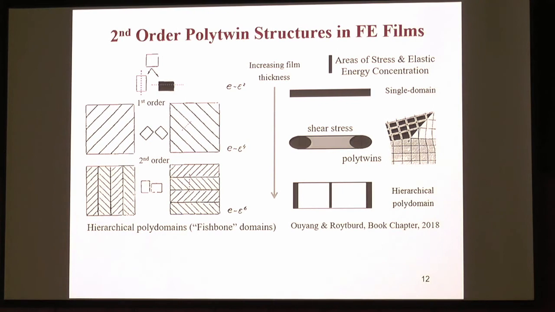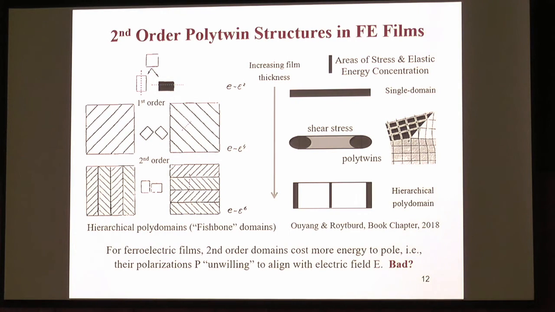And if you grow the film thicker, you can form more higher order or fishbone-like domains to eliminate this kind of residual stress. But at the same time, you're creating more interfaces. So it's a trade-off between interface energy and the bulk elastic energy. Now, you think about this kind of domains. So now you go from microdomain to nanodomain. In each of the nanodomains, your polarization has a unique orientation compared with its neighbors.